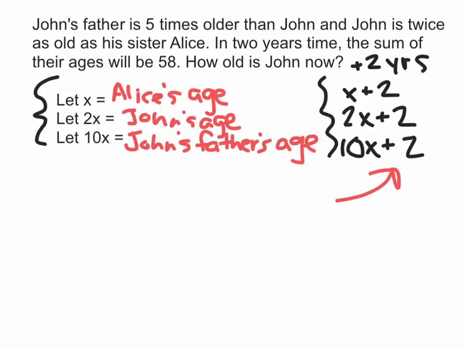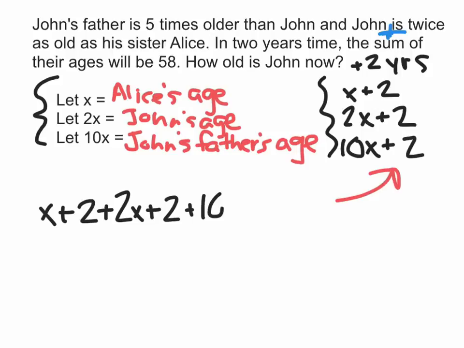So, in 2 years' time, the sum of their ages. When we're dealing with sum, we're dealing with adding, right? So the sum of their ages, x plus 2, so Alice, plus John's age in 2 years, plus John's father's age in 2 years, will be 58, equals 58.